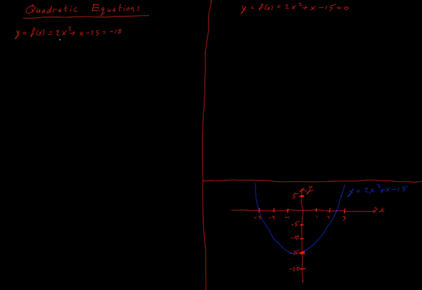So I have 2x squared plus x minus 25 is equal to minus 10. I recognize that I have a quadratic, so my first job is instantly going to be get everything over to one side equals 0. This is the structure of this type of question. Plus 10 on both sides, and I get 2x squared plus x minus 15 is equal to 0. That's always going to be what we want to do first.